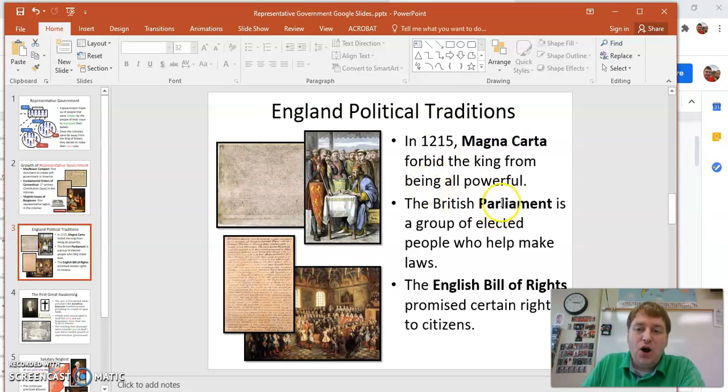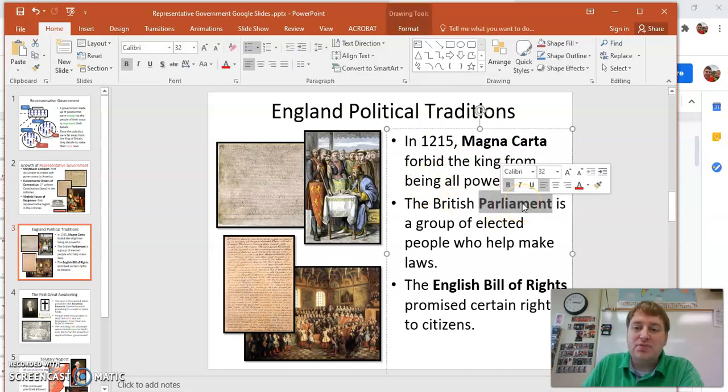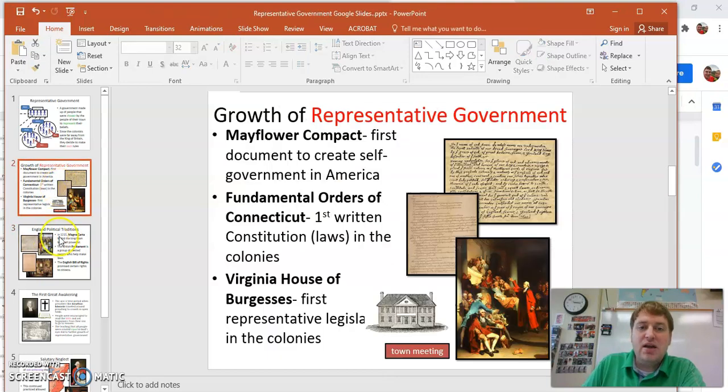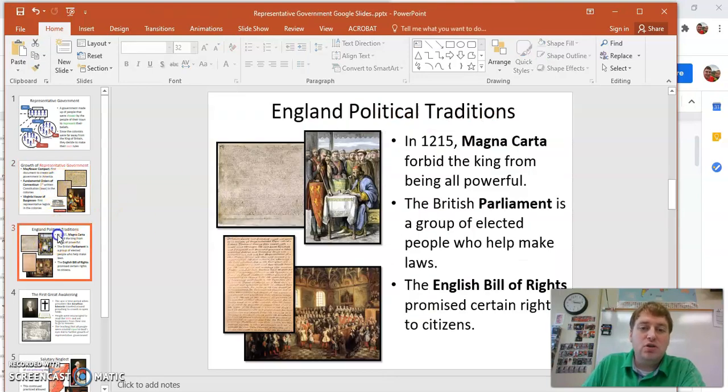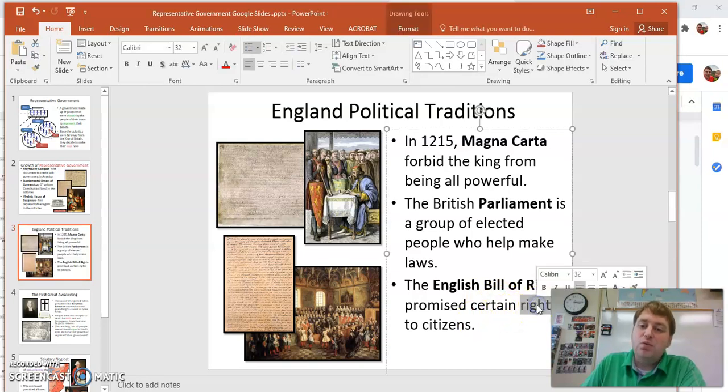And then you had this thing called Parliament. That's just a fancy word for representatives. So they had representatives in England. They just brought it over here to the New World, and they kind of did it their own way. The king had nothing to do with it. And then the English Bill of Rights are exactly that. They promised them their rights. It's not too terribly big of a deal to do.